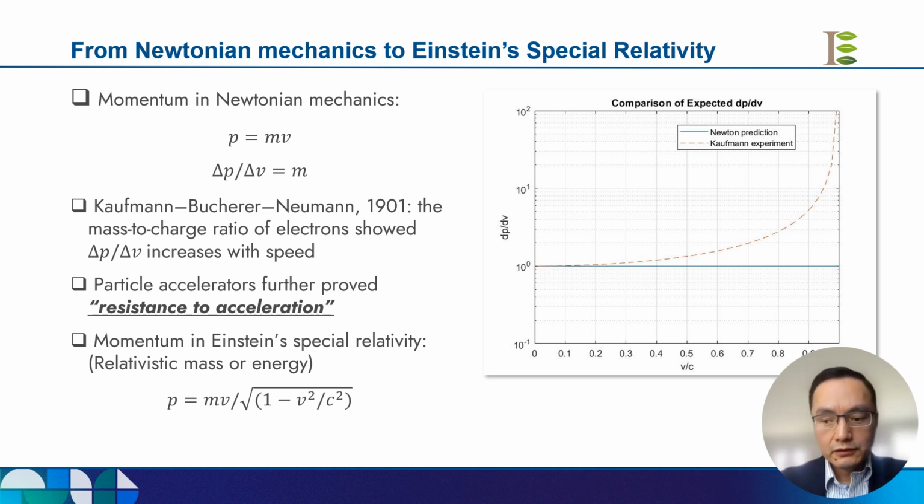Einstein tried to explain this phenomenon with his momentum formula, P equals mv, but divided by a Lorentz factor. And you can call it relativistic mass or energy. It depends on how you explain this momentum equation here.